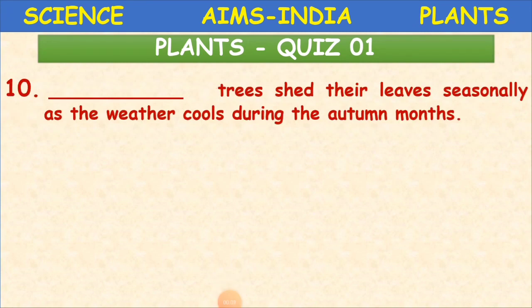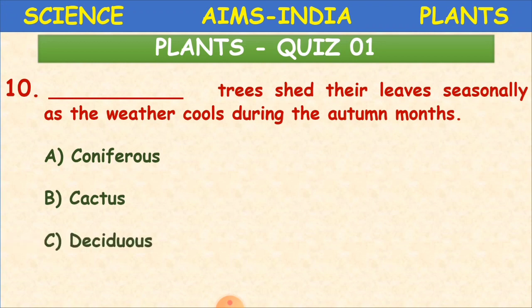Yes, children. Dash trees shed their leaves seasonally as the weather cools during the autumn months. So it is not in winters, it is in autumn months. These trees are going to shed their leaves. What are they? Coniferous, cactus, deciduous or duckweed. The answer is deciduous. Deciduous trees shed their leaves in the month of autumn, as I already said. Again, they'll get the new leaves in the month of spring. Okay, children, clear?